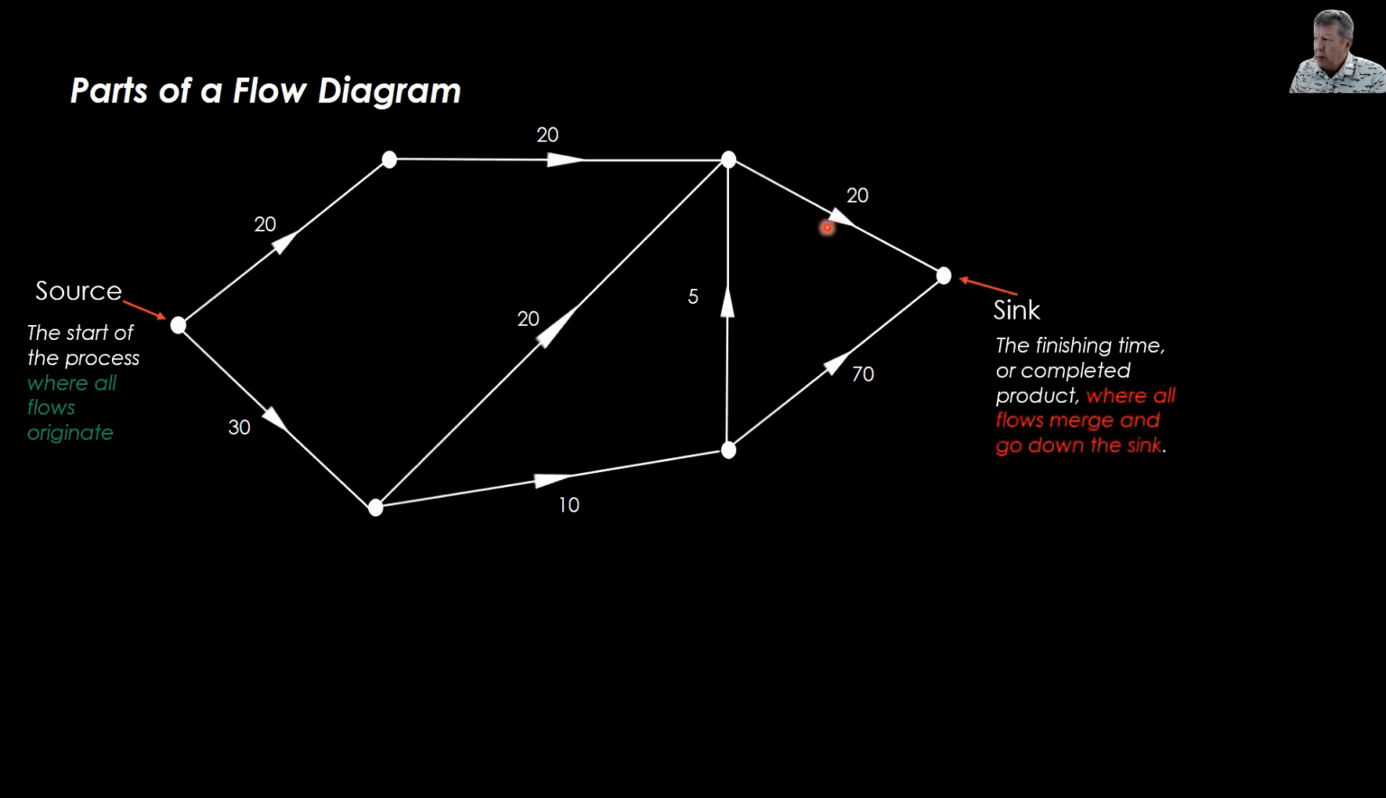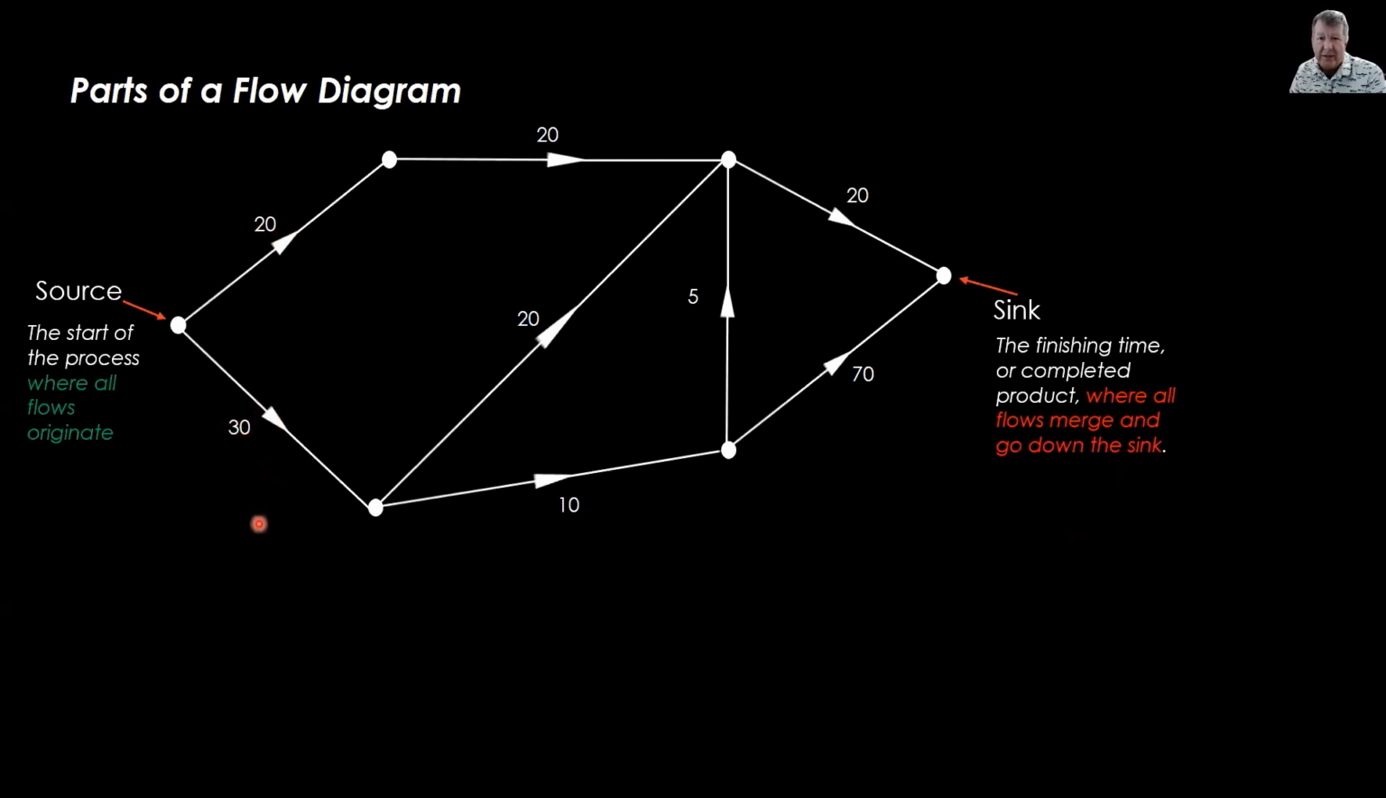This is the point where all the arrows converge. It's just like a sink. Imagine some water: all your taps come in here, go into the sink, go into the basin, and then down the sink. It works the same way. So all the arrows converge on that point and go down the sink. So that's the output.